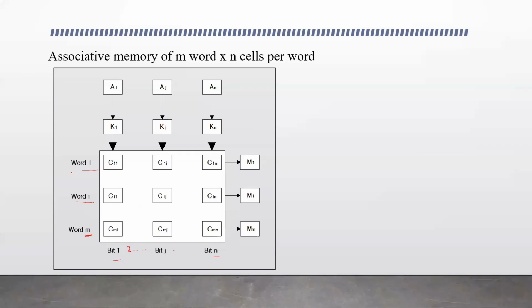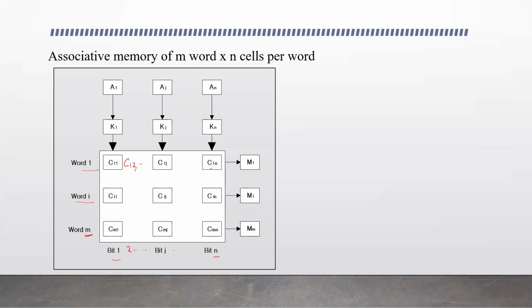These rows are used to represent the words, m words, and the columns are used to represent the bits in each word. And what is a cell here? The intersection of a row and a column, right? So here this is cell C11, the cell at the first bit position in the first word. And C12 is the cell at the second bit position in the first word. And C13 and so on up to C1j is the jth bit in the first word. Okay, and C1n is the nth bit in the first word.